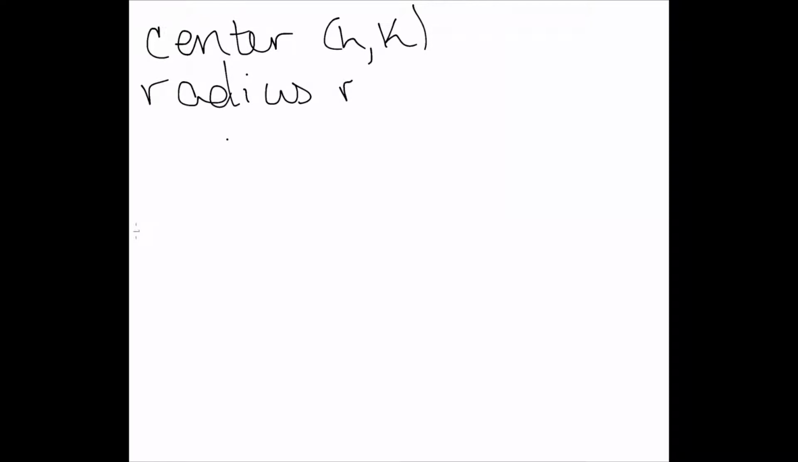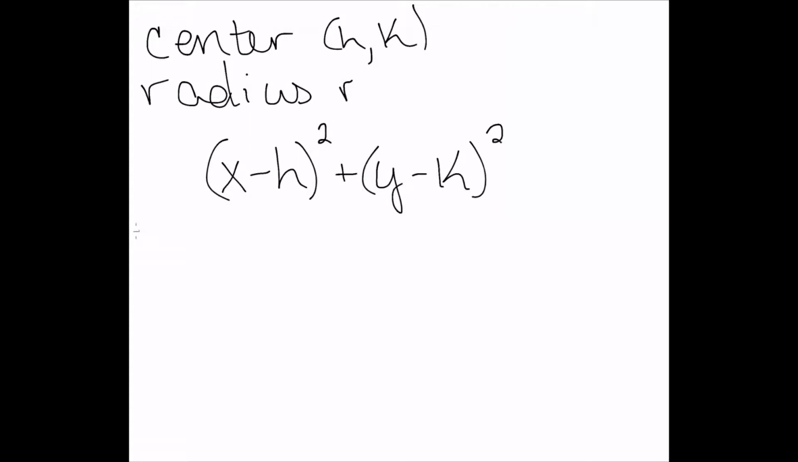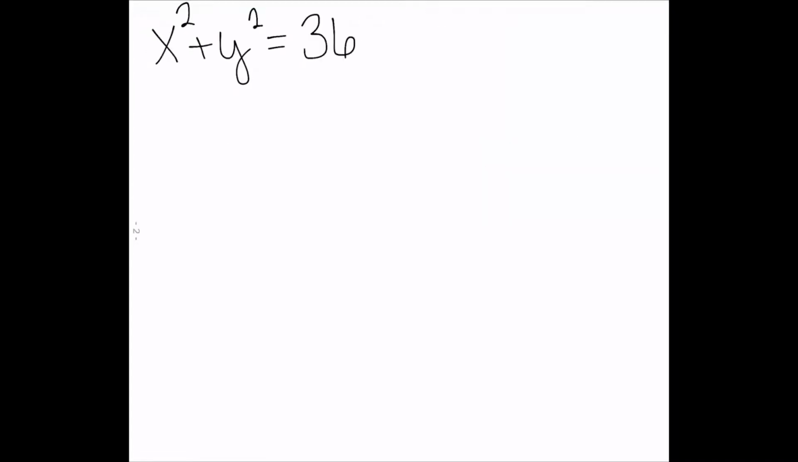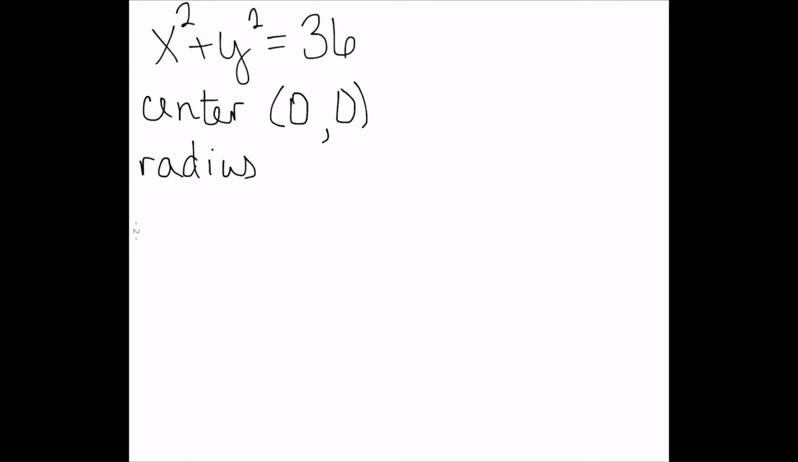Well, then the equation of a circle is going to be (x - h) squared plus (y - k) squared equal to r squared. So let's look at a few examples of this. Let's consider the equation x squared plus y squared equal to 36. So here my center, since I'm not subtracting anything from x, the x coordinate will be 0. Since I'm not subtracting anything from y, the y coordinate will be 0. And the 36 at the end is the radius squared. So the radius will be the square root of 36, or 6.